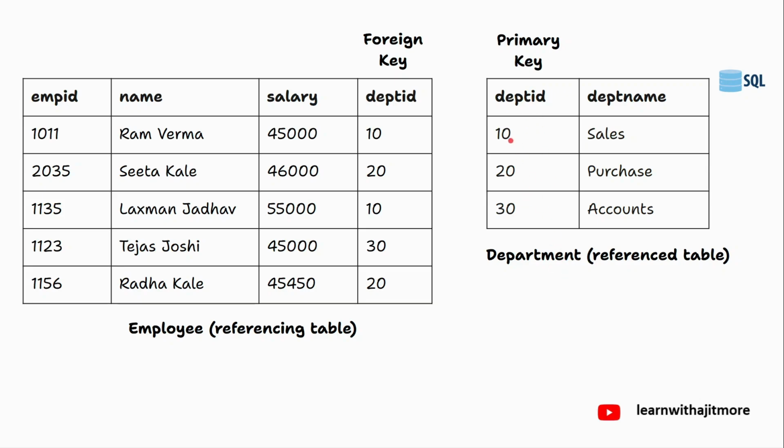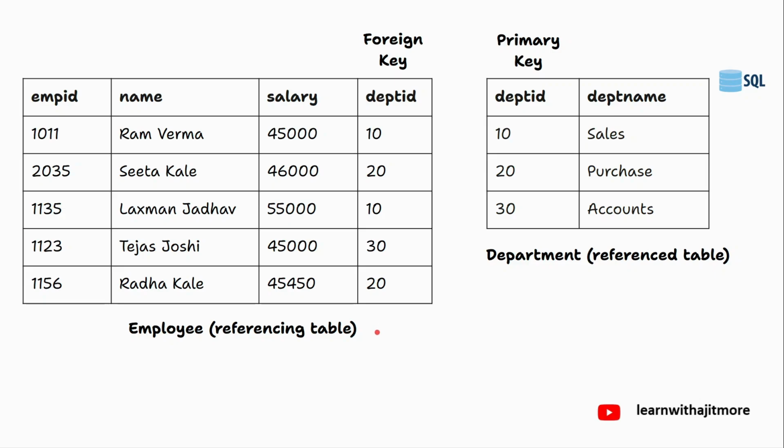department. Is there any record which has a department that is not present here? Like if I'm assigning Tejas Joshi 40, and 40 is not present in the primary key of department, then it is a violation, a foreign key violation. This record basically won't get saved in your database.